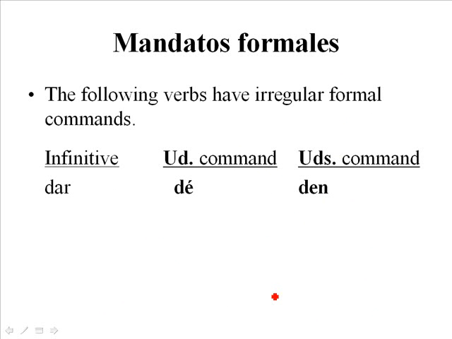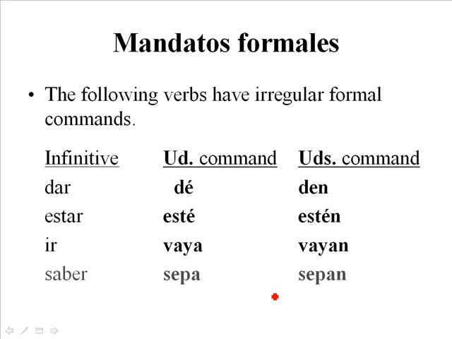Dar, dé, den. Estar, esté, estén. Ir, vaya, vayan. Saber, sepa, sepan. Ser, sea, sean. Now, there's only five irregulars. We need to memorize them. And remember, if they have an accent, that is an important part of the spelling.